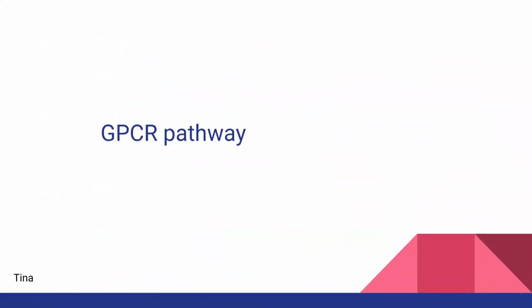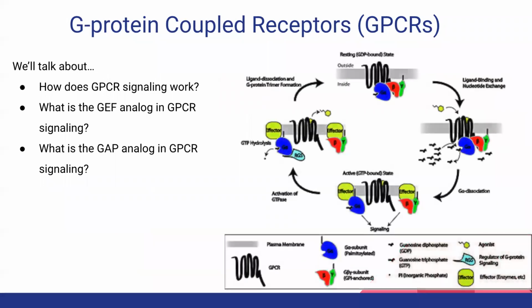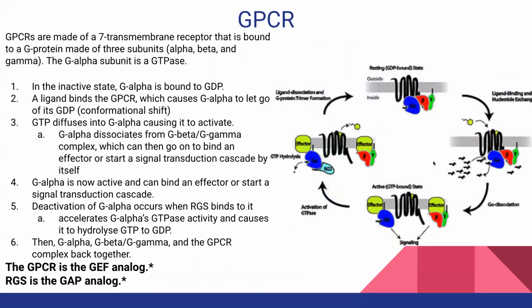Okay, we're gonna talk about G protein coupled receptors. Alrighty. So this is a summary diagram, but we're gonna have another one too. GPCRs are made of 7 transmembrane receptors, and they're bound to G proteins that are made of 3 subunits: alpha, beta, and gamma subunits. And the alpha subunit is a GTPase. That means it hydrolyzes GTP to GDP.